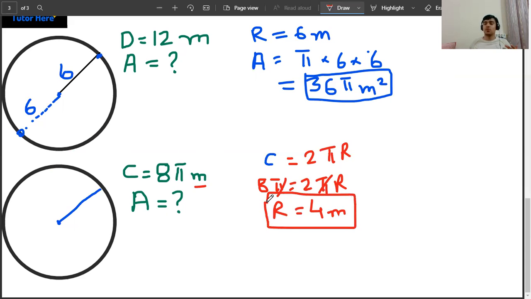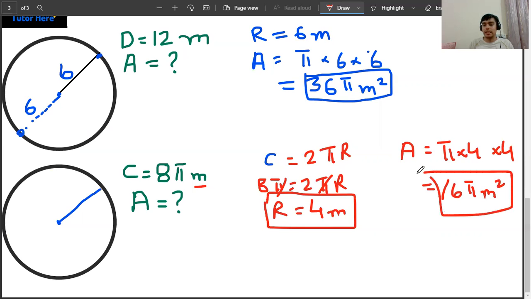Now can we use this to find out the area? Yes, you can, because area is equal to pi r square. So let's write area is equal to pi into 4 squared, all right? And this would be equal to 16, sorry about my handwriting, 16 pi meter square, all right? Meter square. So here we have calculated the area.